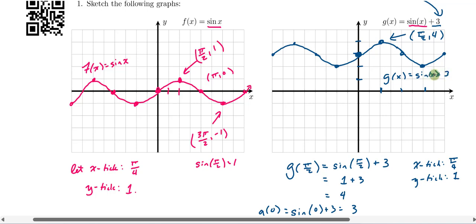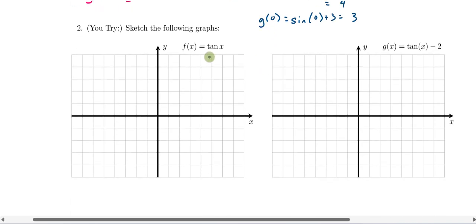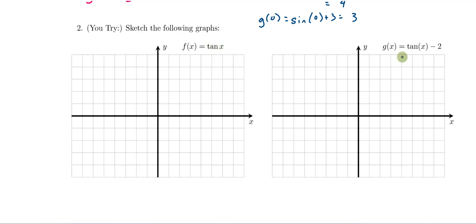Okay? So what I'd like you to try on your own is this for the tangent graph. So you'll want to go ahead and sketch your tangent graph, and I'll help you out. I guess I'll sketch the tangent with you, but then I'll let you do this transformation on your own. So I'm going to let each x tick be pi over 4, and we'll let each y tick be half a unit, just so the graph is a little bit more exaggerated.